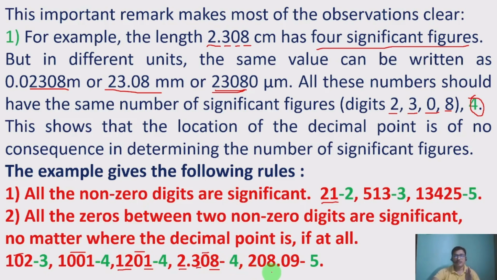And the next example is 208.09. Here 0 is between 2 and 8, non-zero digits. It is also significant. And here 0 is between 8 and 9, two non-zero digits, and therefore that 0 also becomes significant, and in total there are 5 significant figures in this one according to the second rule.